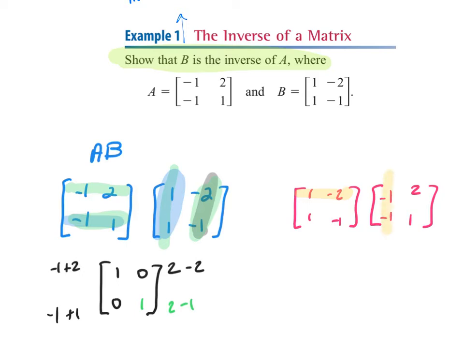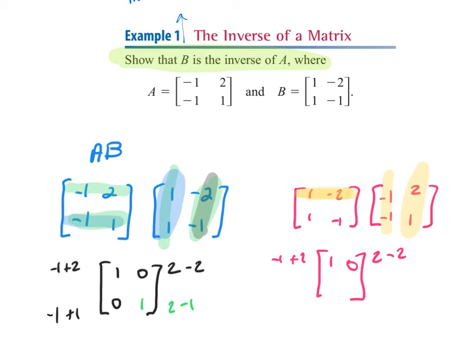First row, first column. All right, so I have 1 times negative 1, negative 1. Negative 2 times negative 1, you're right, plus 2. So I get what? 1. Good. So we have first row now, second column. 1 times 2 is 2. Negative 2 times 1 is? 2 minus 2 is? Perfect.